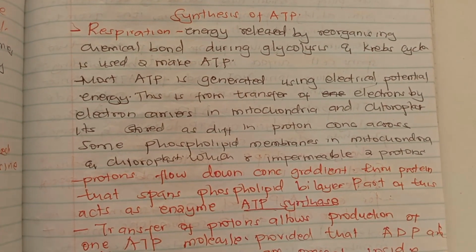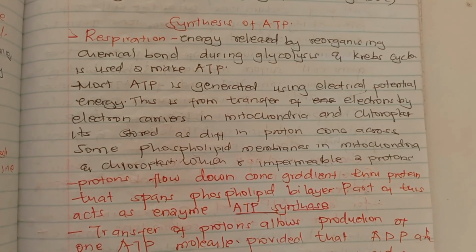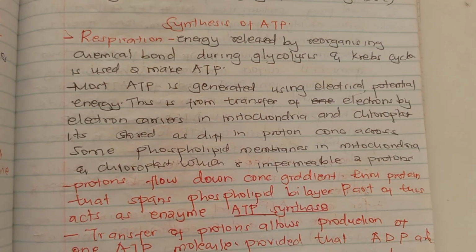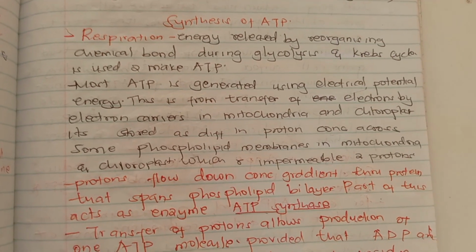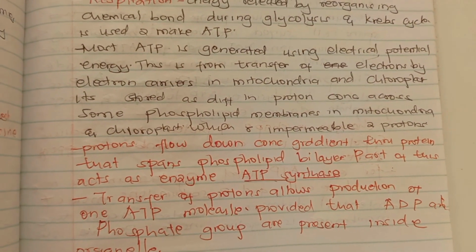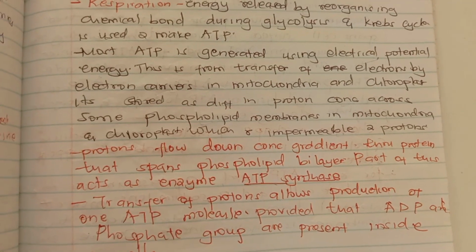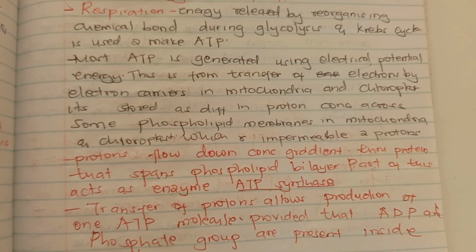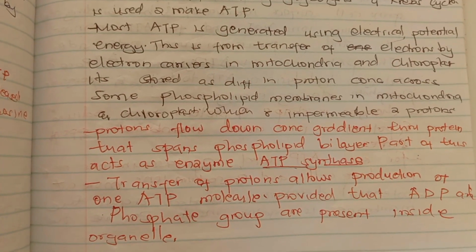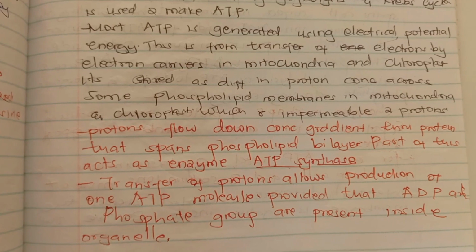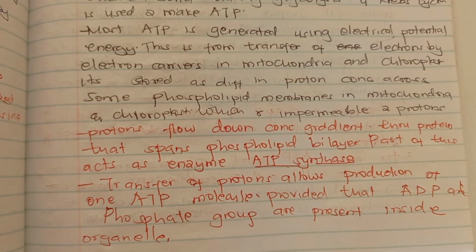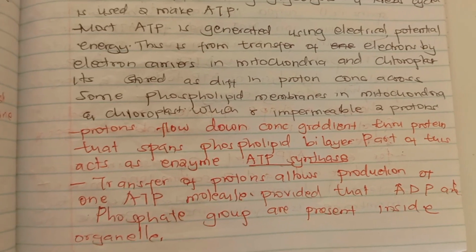Synthesis of ATP. So in respiration, energy is released by breaking chemical bonds during glycolysis and the Krebs cycle to make ATP. Most ATP is generated using electrical potential energy, that is from transfer of electrons by electron carriers in the mitochondria and chloroplast. It is stored as a difference in proton concentration across the phospholipid membrane in the mitochondria.